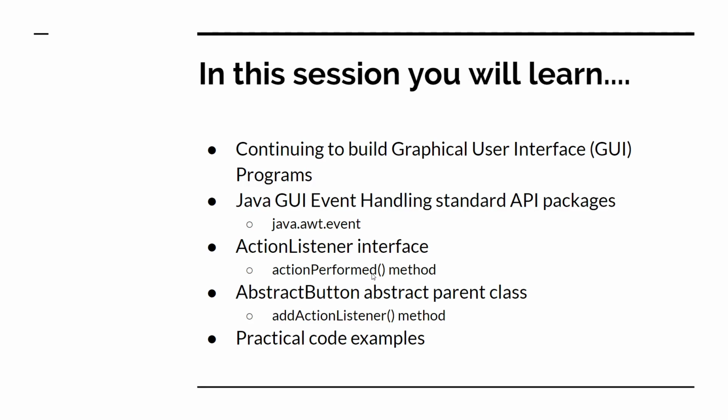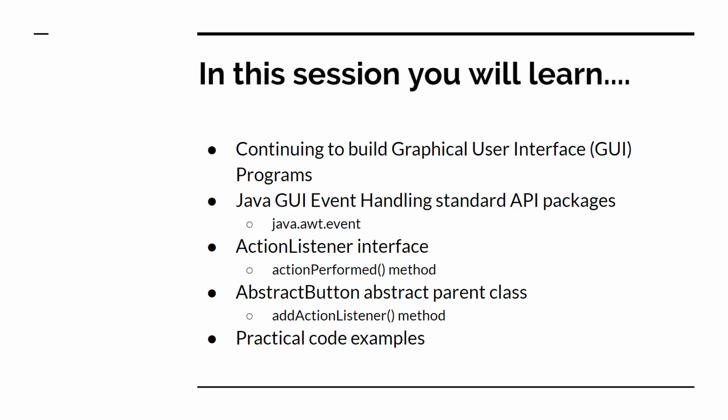So in this session you will continue to build the GUI program you built in lesson 1, the previous lesson, and we'll be looking into event handling packages, java.awt.event. When you do event handling you will use an interface called ActionListener. If you don't know about interfaces, have a look at one of our previous videos in this series about Java interfaces. You have to use a standard interface called ActionListener, which is in the java.awt.event package, and you'll have to override a method called actionPerformed. That's how you do the event handling for a button, let us say.